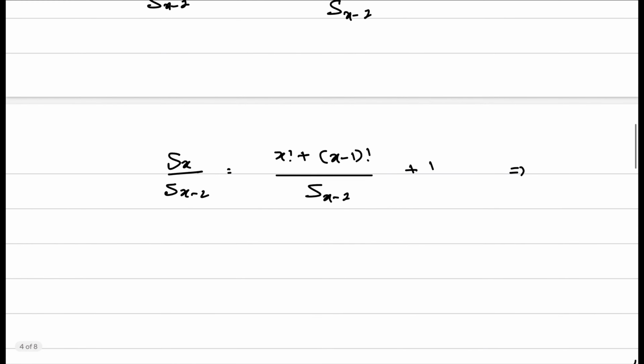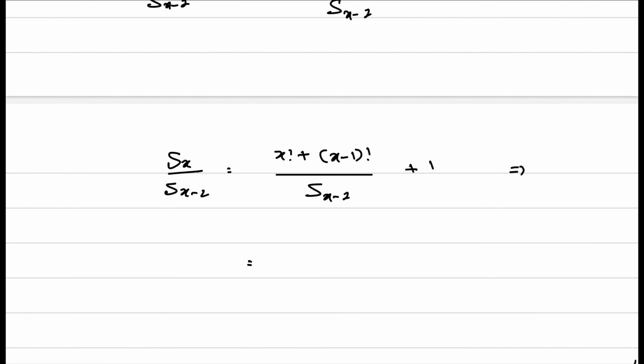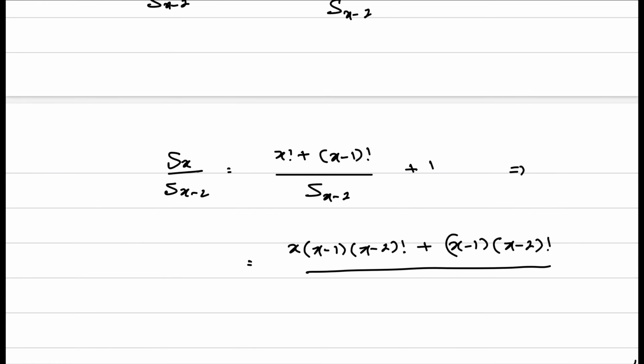That implies this is equal to factorial x is x into x minus 1 into x minus 2 factorial plus x minus 1 into x minus 2 factorial, whole divided by Sx minus 2. Can we write like this?